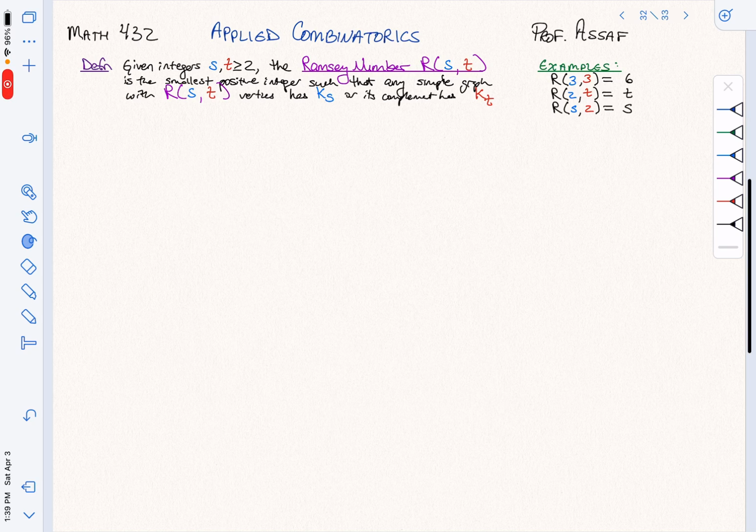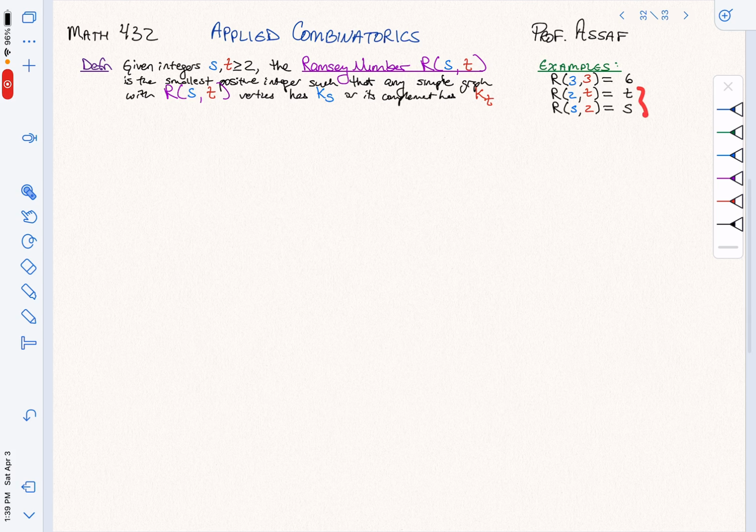So we've talked a bit about the Ramsey numbers, and here's our definition. Remember that the Ramsey number R(s,t) is the smallest positive integer such that any simple graph either contains K_s or its complement contains K_t. We've done some examples. The very concrete one we did was we computed R(3,3), and we found that was 6. 5 was not enough to guarantee it, but 6 was.